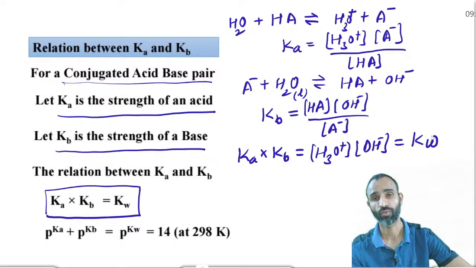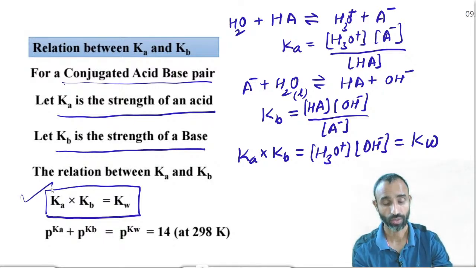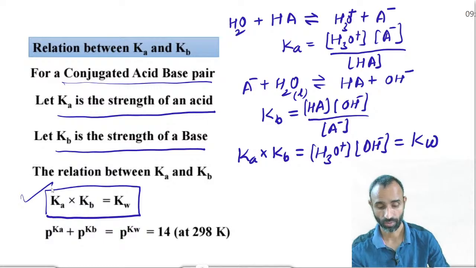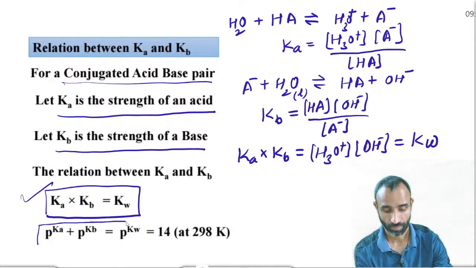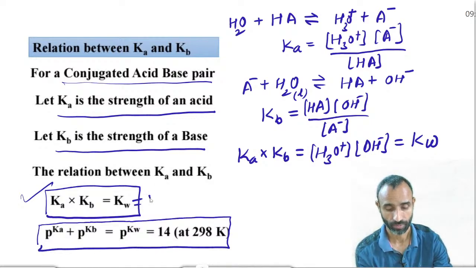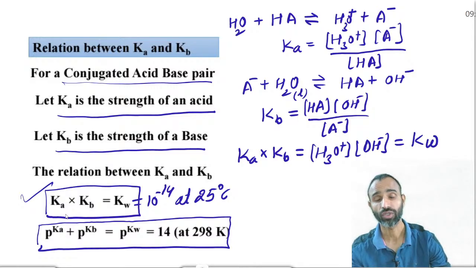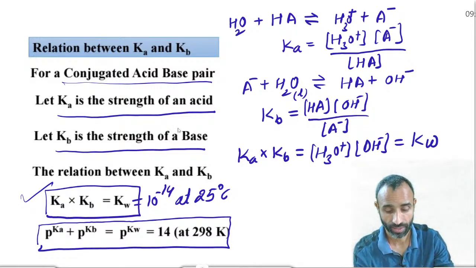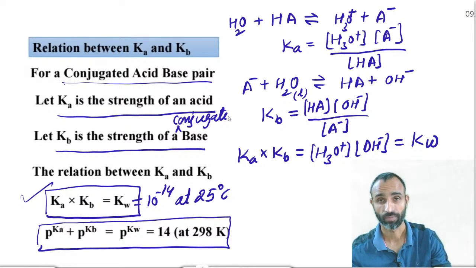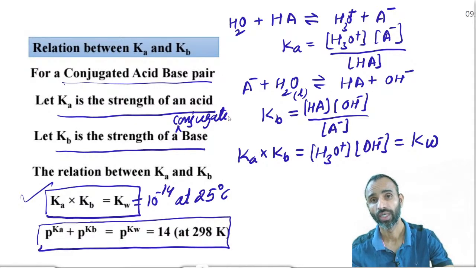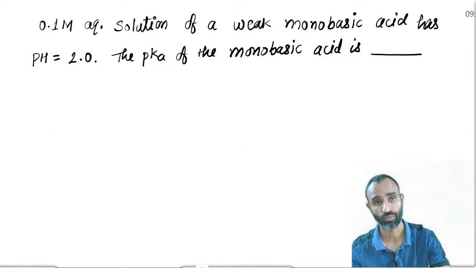This is the ionic product of water. So Ka into Kb is equal to Kw, and pKa plus pKb equal to pKw, or we can say 14. This is for an acid and its conjugate base. If Ka is the dissociation constant of the acid and Kb is the dissociation constant of its conjugate base, then Ka into Kb equal to Kw. That is the ionic product of water.